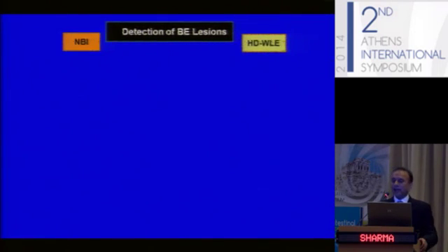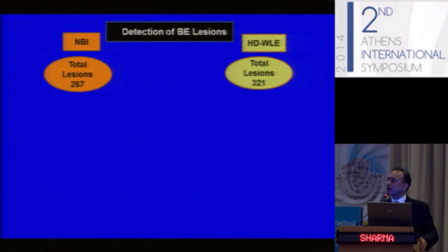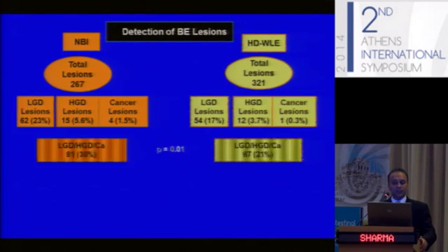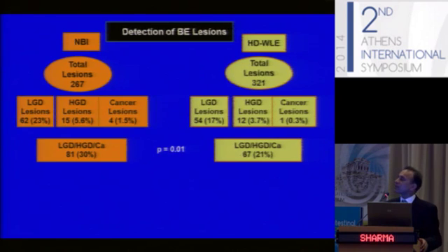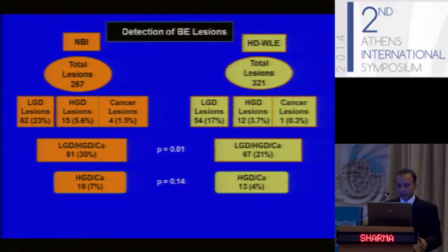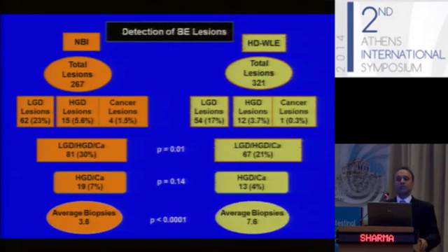When we looked at the findings, comparing narrowband with targeted biopsies on the left, we found that we were able to pick up significantly more areas of dysplasia. However, when we looked at high-grade and cancer, this was not statistically significant. The most important thing was that we were able to do this by reducing our number of biopsies in half by using NBI with targeted biopsies compared to high-definition white light endoscopy with 4-quadrant biopsies every 2 centimeters.